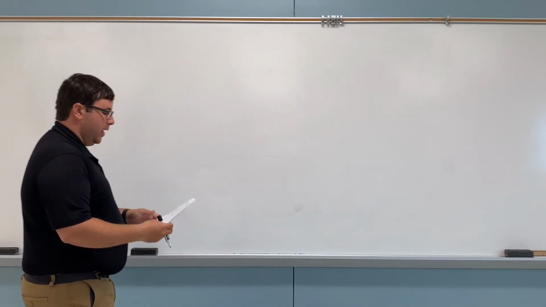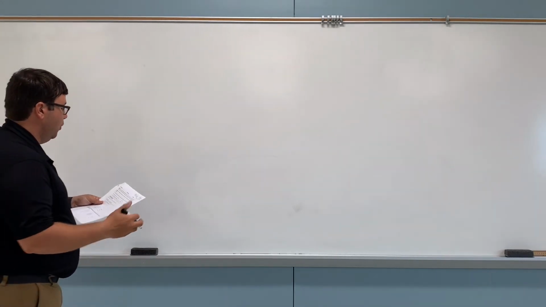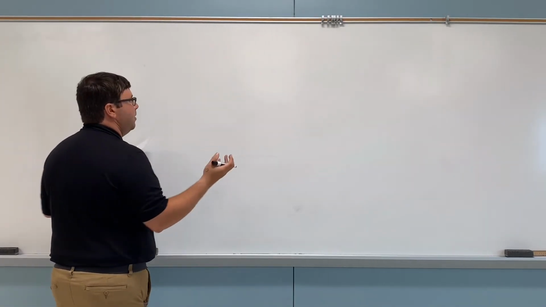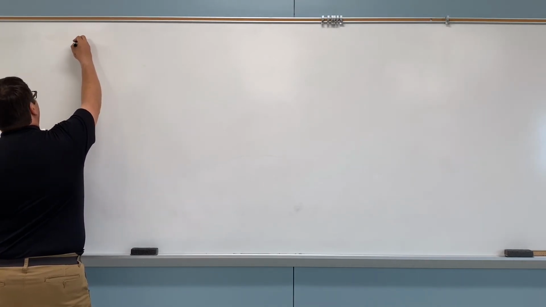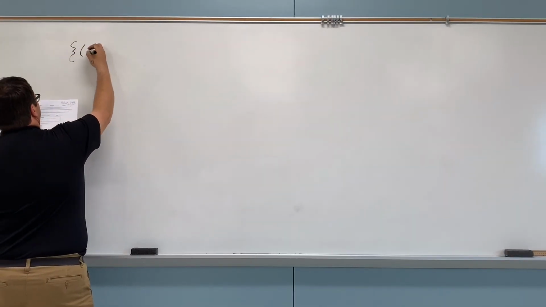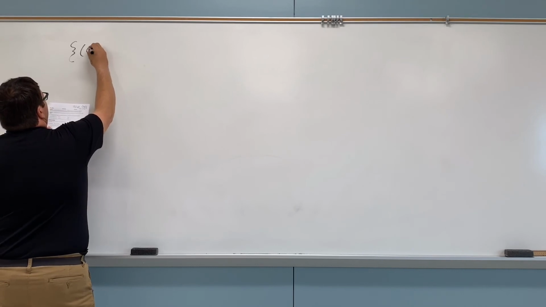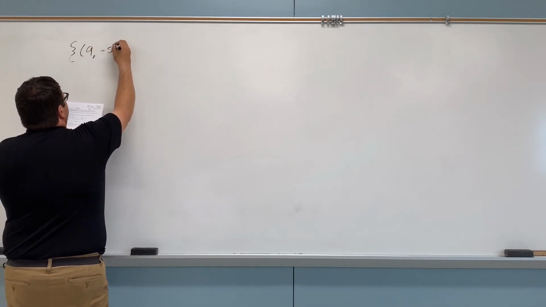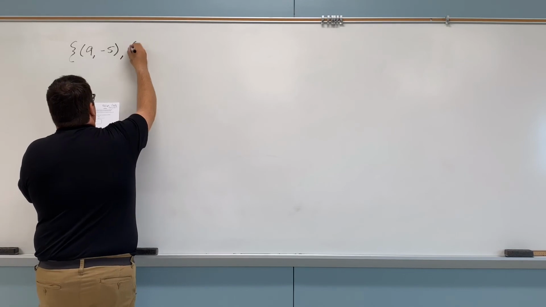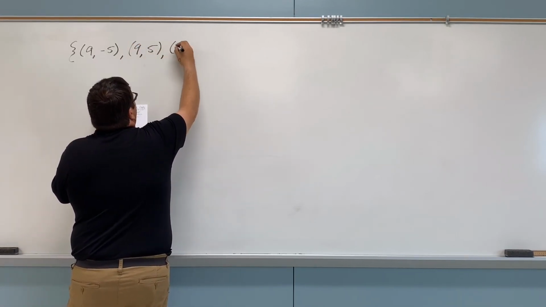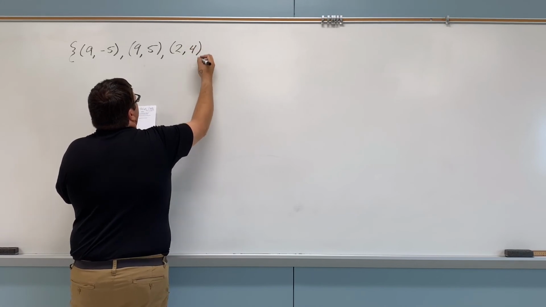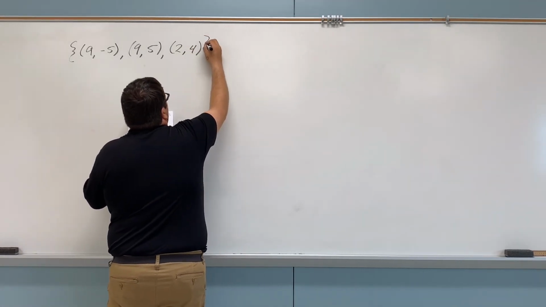Now, if we're looking at relations, we're simply talking about a grouping of points, a set of values, if you will. So we're going to show a couple sets of values here. We have 9, -5 as our first point, 9, 5 as our next point, and 2, 4 as our last point.